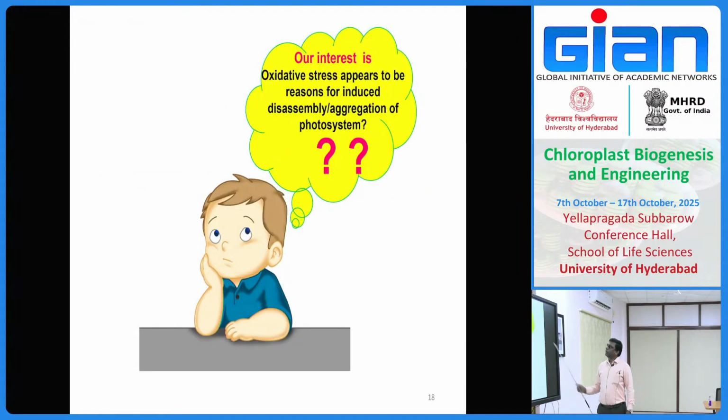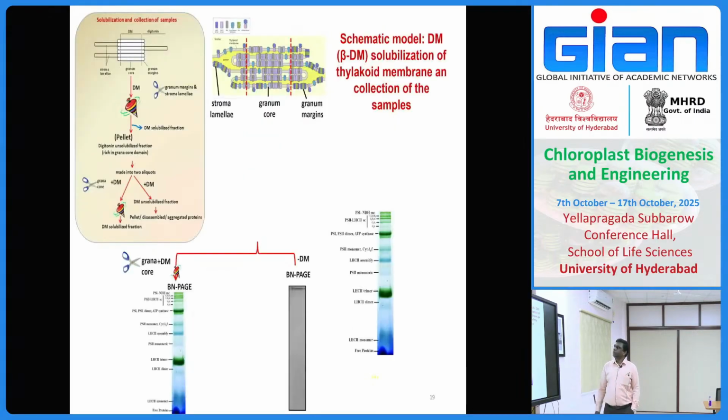So now, I said oxidative stress appears to be the reason for induced disassembly and aggregation of photosystems. So the proteins get aggregated. That's what we're going to discuss now. So this is, I think you did yesterday, this experiment? Already loaded? Okay, we are going to load today. So now, just let me know, they might have explained, Pavitra and the other one.